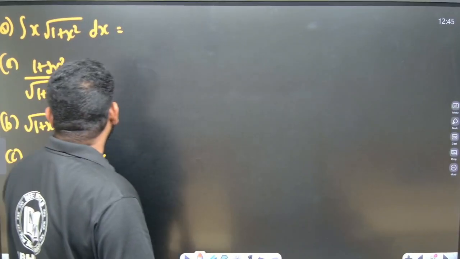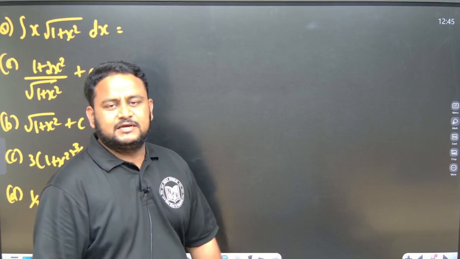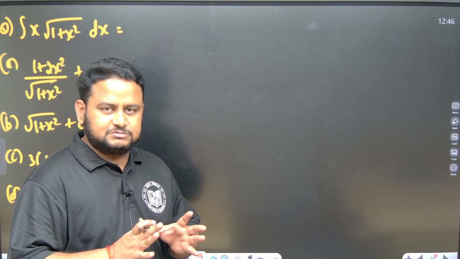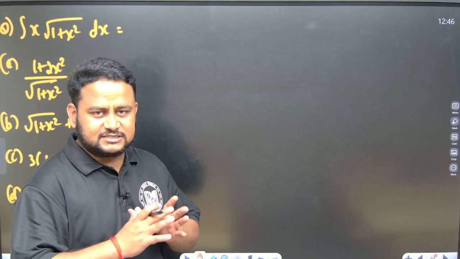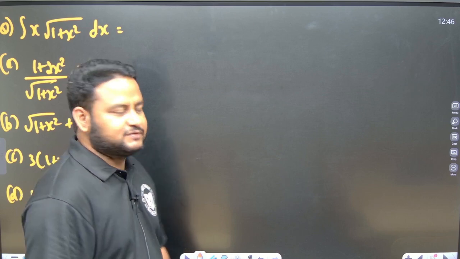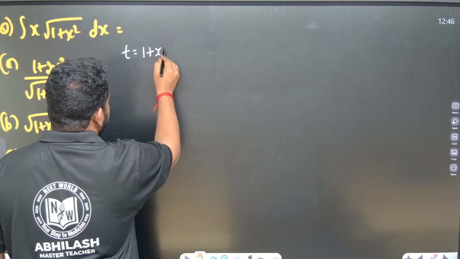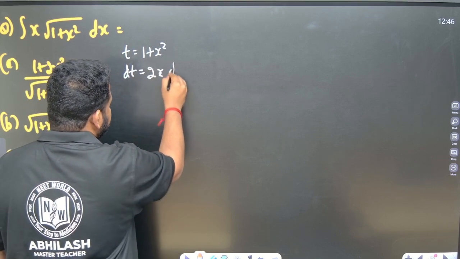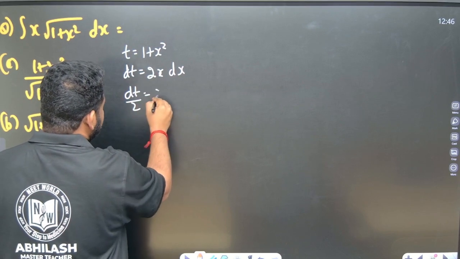It is given integral of x into root of 1 plus x square. So what should I take as t? Whenever you get a square root or a bracket, whatever is within the bracket or within the square root, please take that as t. So here I should take t is equal to 1 plus x square. What will I get? dt will be equal to 2x dx. I want x dx, so I will get dt by 2 is equal to x dx.